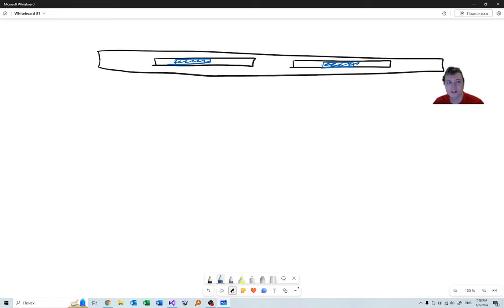So actually, what is required for these strings to be equal? It is required that if we start with position i and position j, first of all, of course, the power of 2 in these two numbers should be equal. What then?